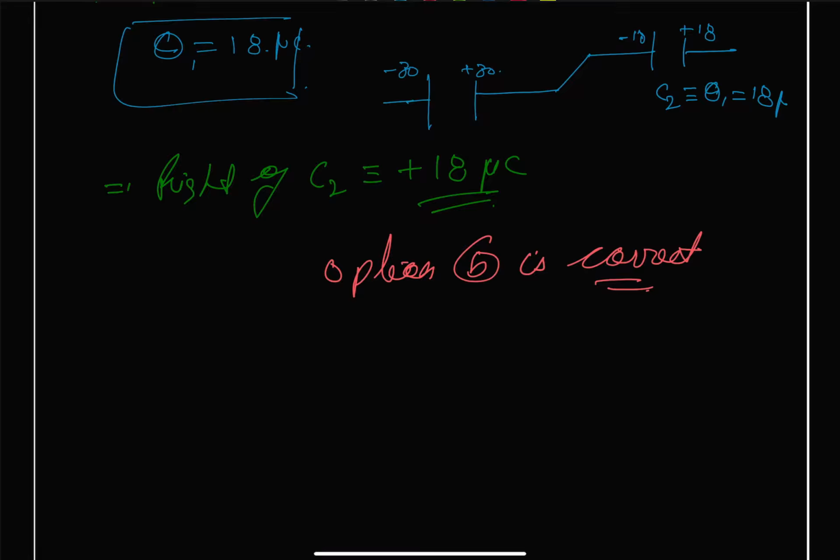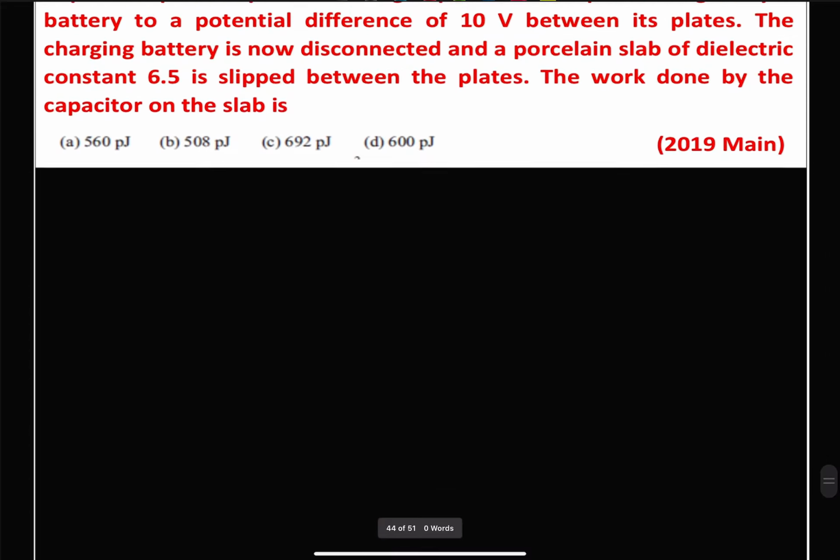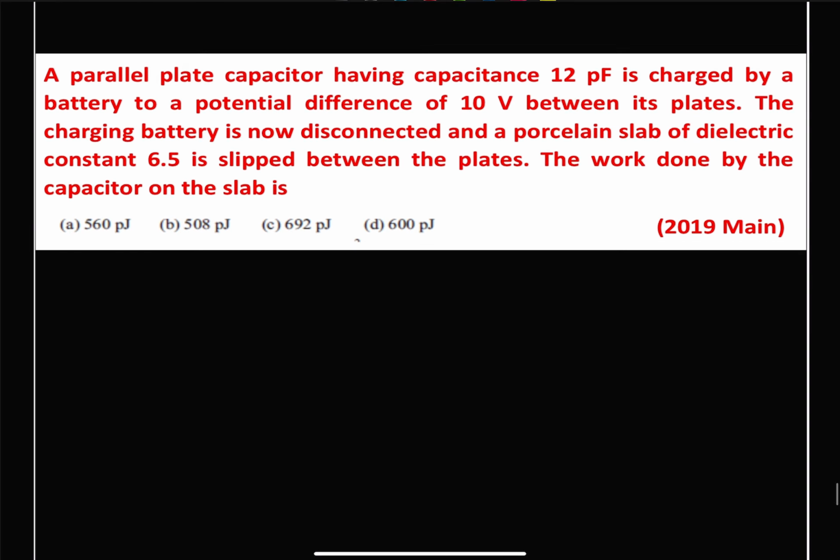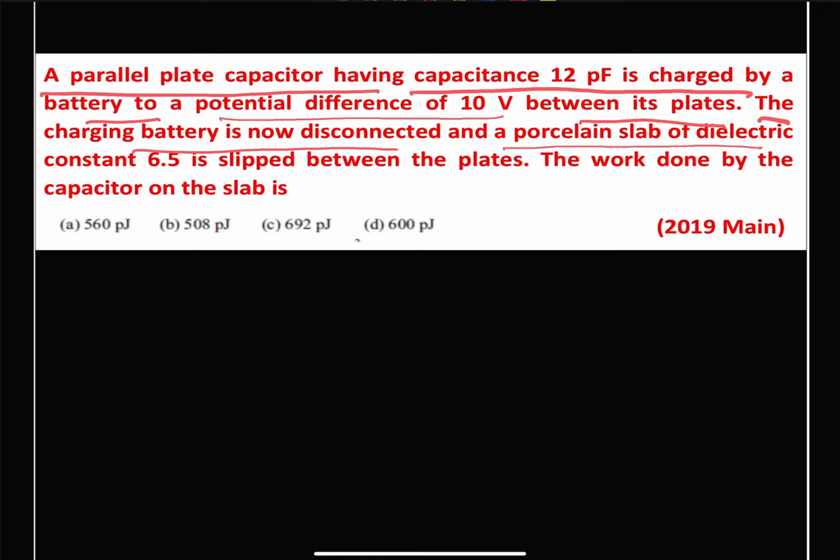Next question. It states that a parallel plate capacitor having a capacitance of 12 picofarad is charged by a battery to a potential difference of 10 volt between its plates. The charging battery is now disconnected and a porcelain slab of dielectric constant 6.5 is slipped between the plates. The work done by the capacitor on the slab is.